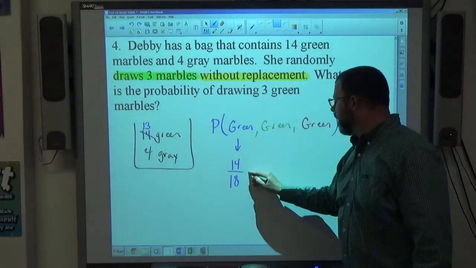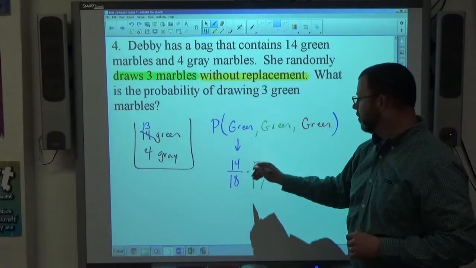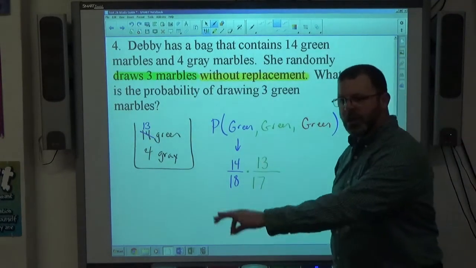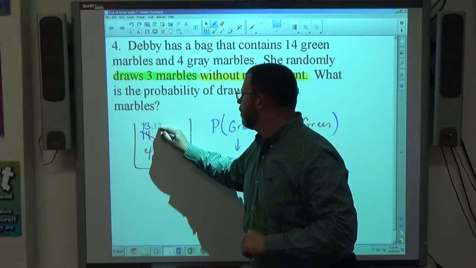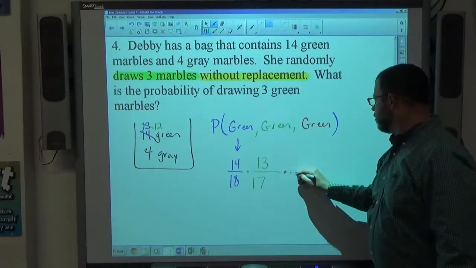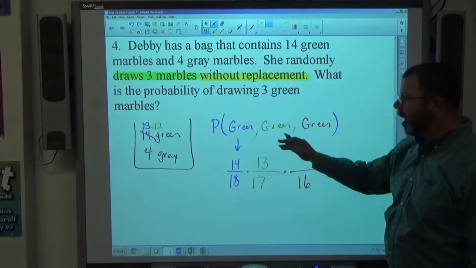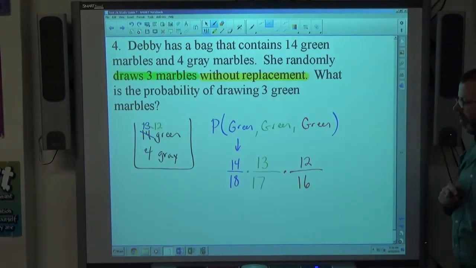So the second pick, now she reaches back in this bag having 17 marbles in it, only 13 of which match the criteria of what she's looking for. And she reaches in, pulls it out, has a green marble, sets it aside. Now she's only got 12 green marbles and still 4 gray. So the final pick, she's trying to pick a green marble. Now there's 12 plus 4, only 16 marbles in the bag, of which 12 are green. So the chance of getting a green on the third pick is 12 out of 16.